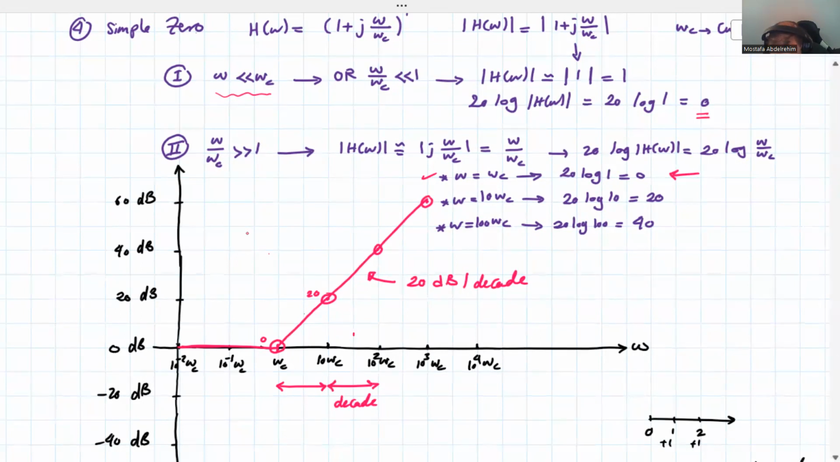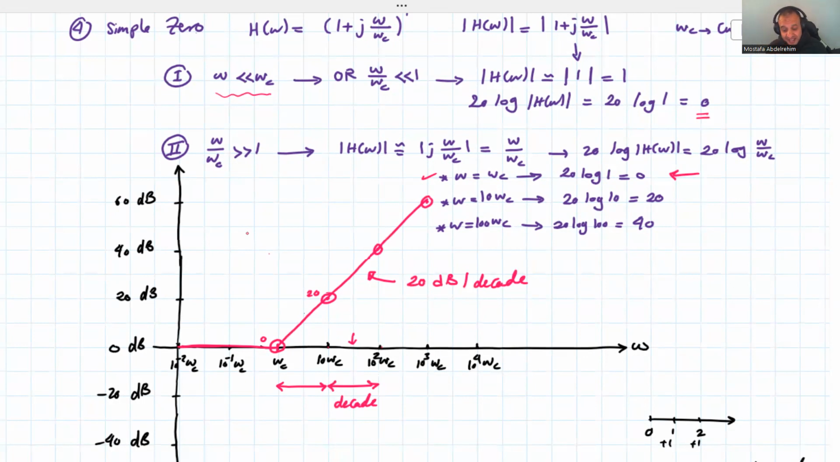Also, you can get this from here. At 10 omega c, it's 20. At 100 omega c, it's 40. So again, the difference is 20. So again, for a decade, we increase by 20. That's why it's 20 decibels per decade.